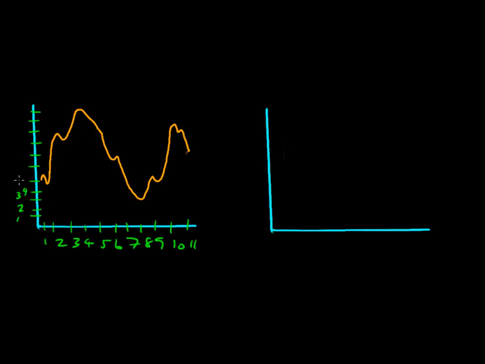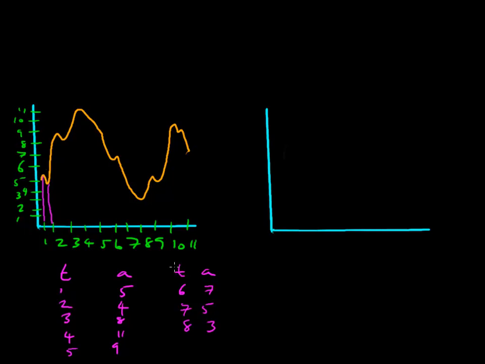So the same process this time, exactly the same idea. When t is 1, the amplitude is 5. When t is 2, it's 4. I'm just going to do these by sight. 3 is 8. 4 is 11. 5 is 9. 6 is 7, and 7 is 5. 8 is 3. 9 is 5, and 10 is 6, and the last one, 11, is about 7.